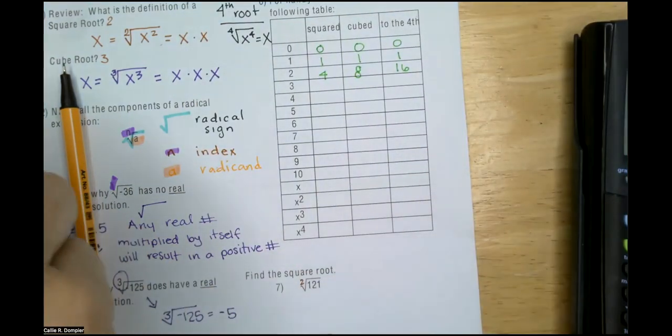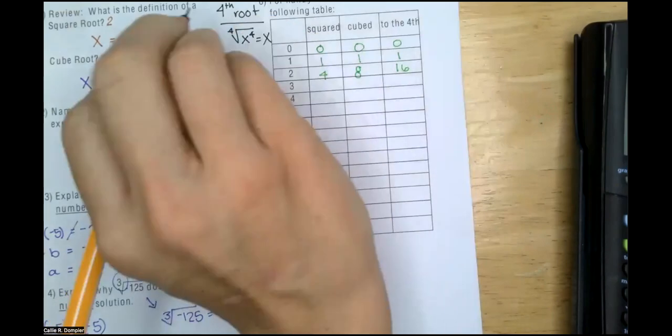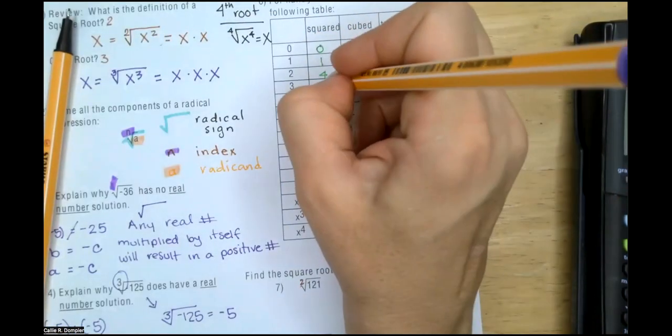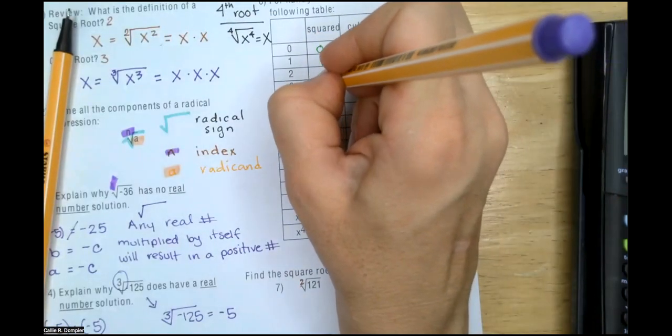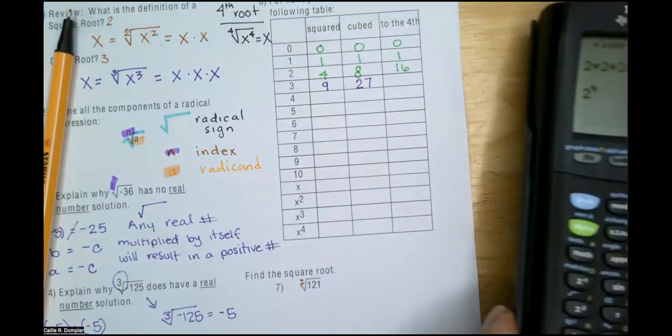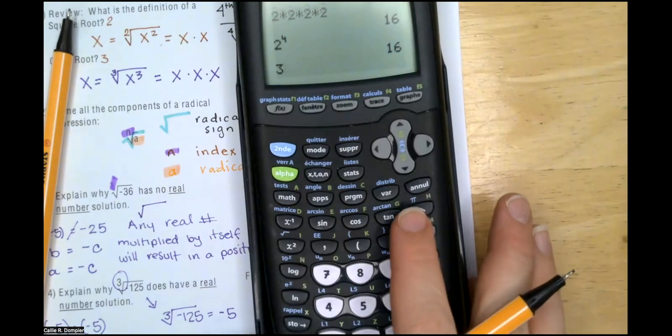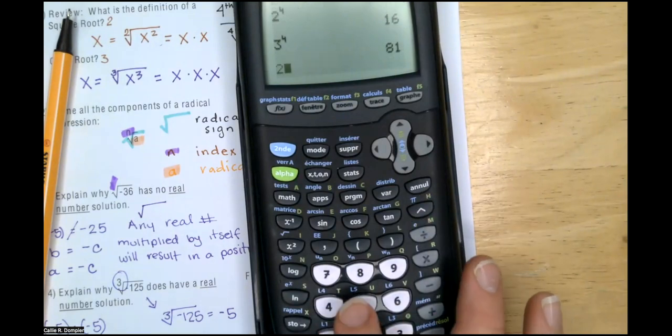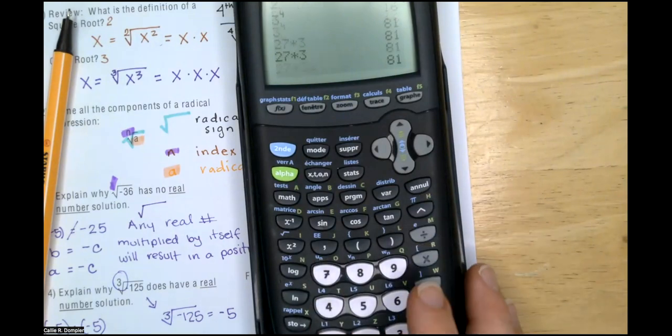Okay, 3 is going to be what? Let's do 2 different colors. 3 times 3 is 9. 3 times 3 times 3 is 27. And then 27 times 3, right? 3 to the 4th. 27 times 3 is 81.